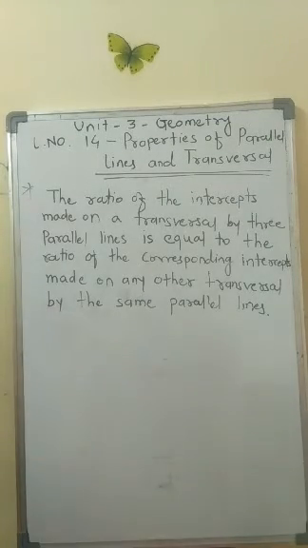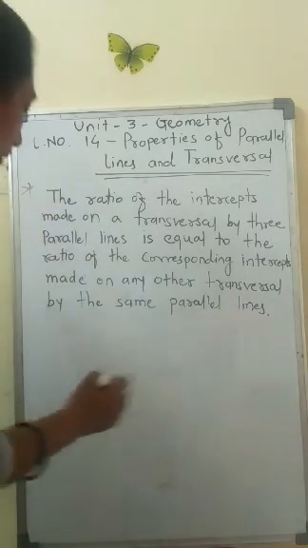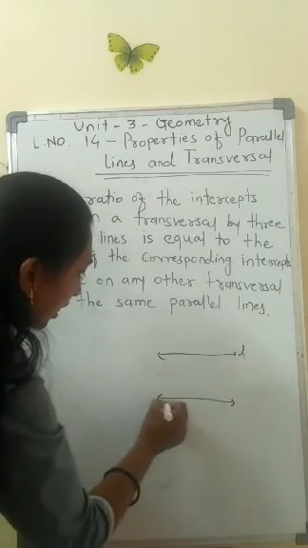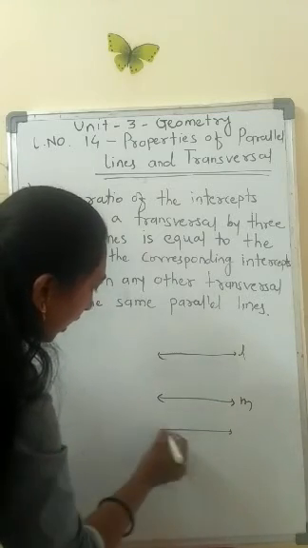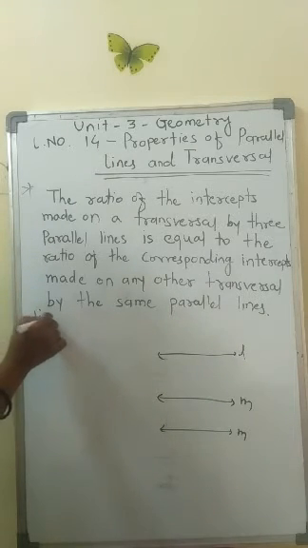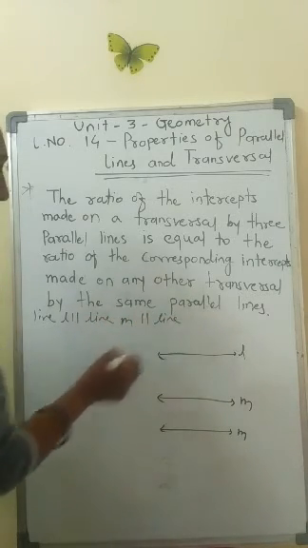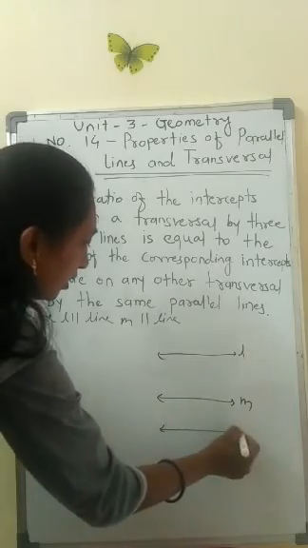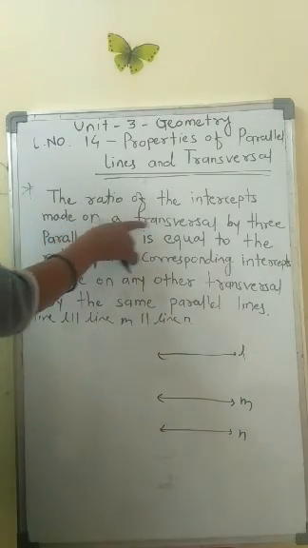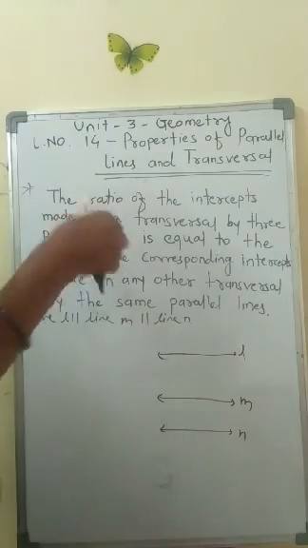Okay, next point, that is the ratio of the intercepts made on a transversal by 3 parallel lines. So first of all we have to draw 3 parallel lines: line L, line M, and here line N, which are parallel to each other. Line L is parallel to line M is parallel to line N. Now the ratio of the intercepts made on a transversal by 3 parallel lines is equal to the ratio of the corresponding intercepts made on any other transversal.